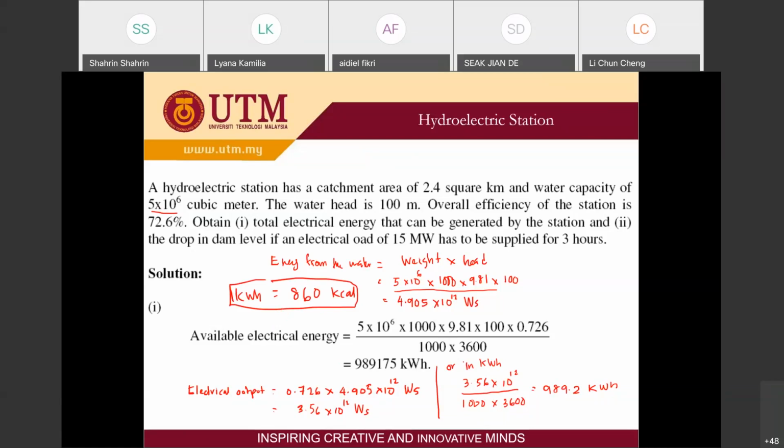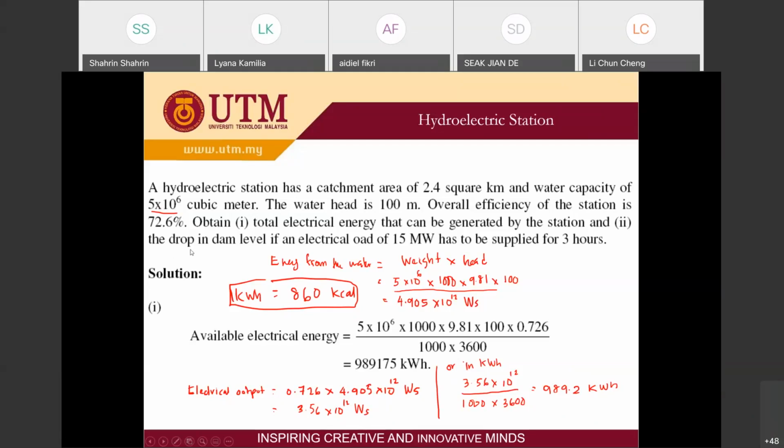Next is on the second question. What is the drop of water if electrical load of 15 megawatt has to be supplied for 3 hours? So meaning that the water dam will actually drop, okay, because there is an energy load that requires 15 megawatt for 3 hours. So there will be a drop of water because the water needs to flow down through the pipe. Okay, so there will be a drop of the level. So the question is, what is the drop level here?